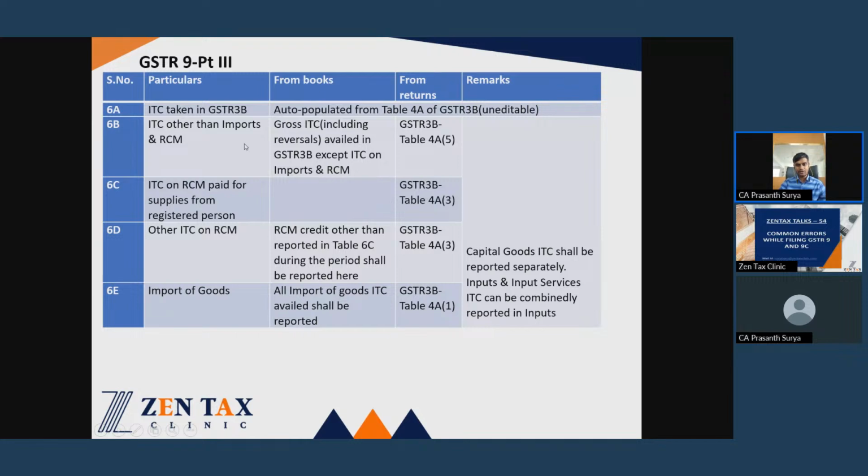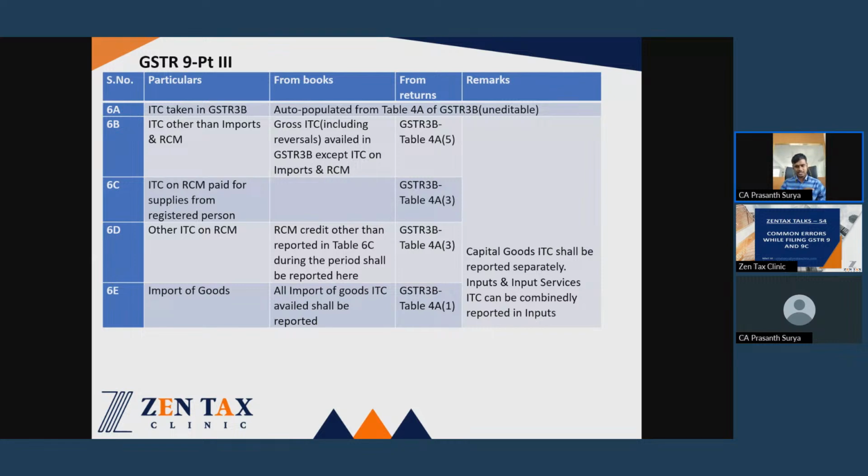So the ITC breakup which you have to give in table 6B, that is, you have to give as inputs, input services and capital goods breakup of ITC, which you would never have reported in GSTR3B in the first place, because we would not have given the breakup of input services and capital goods in GSTR3B. Only during refund calculations we would give that breakup. So in table 6B, we should give the breakup of input services and capital goods. Here we have a relaxation to report input and input service ITC together in inputs and only demarcate the capital goods ITC separately.